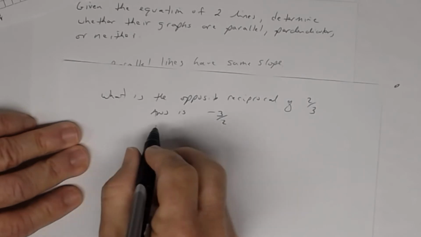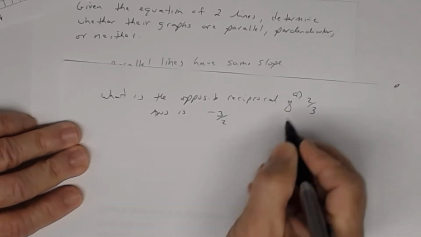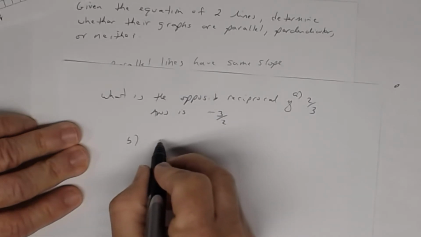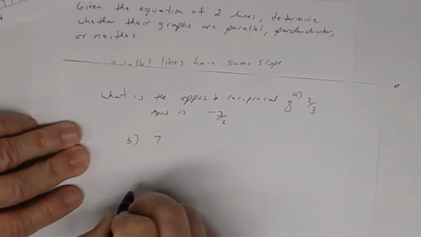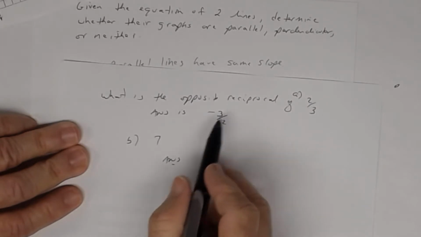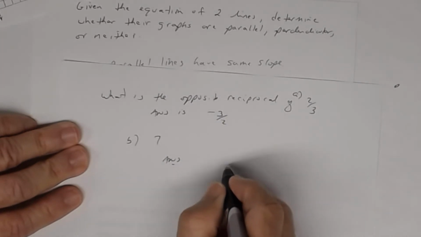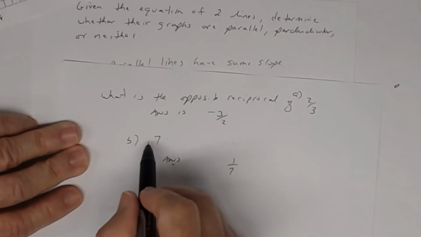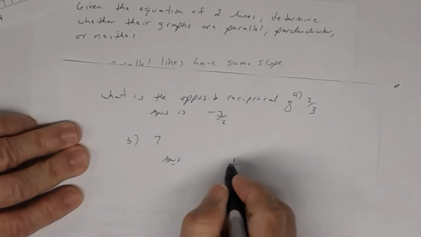What if I ask you, and let's do this as B, what is the opposite reciprocal of B? And let's say B was 7. Okay? So the answer would be, first of all, let's take the reciprocal. The reciprocal of 7 is 1/7. And then you take the opposite of that sign. If this is positive, this is negative.